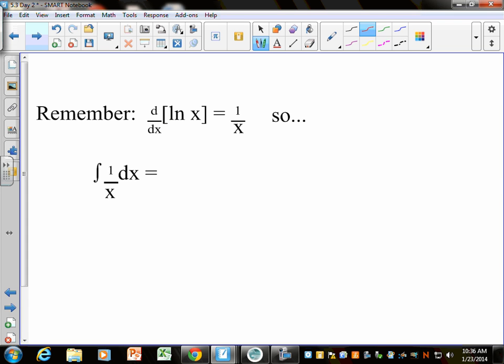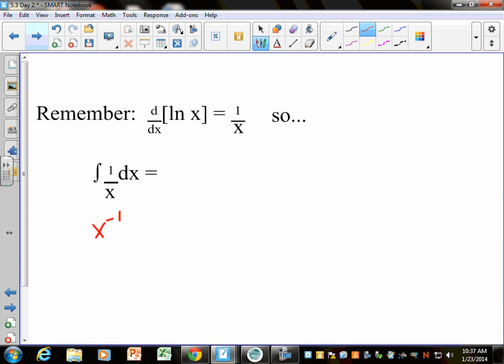I can't really hide any of this because I printed it out for you. But remember that the derivative of ln of x is 1 over x, right? So if I want to go backwards and say, what's the integral of 1 over x, if you try to do the power rule on this, this would be x to the negative 1, right? And how do we integrate this? Remember, we add 1 and then divide by that. What would happen if we added 1 to negative 1 and then divided by 0?